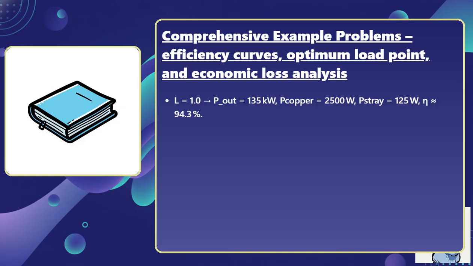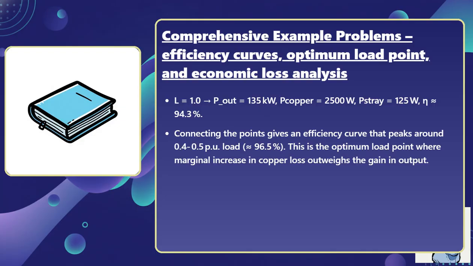Eta approximately 94.3%. Connecting the points gives an efficiency curve that peaks around 0.4 to 0.5 per unit load, approximately 96.5%. This is the optimum load point, where the marginal increase in copper loss outweighs the gain in output.